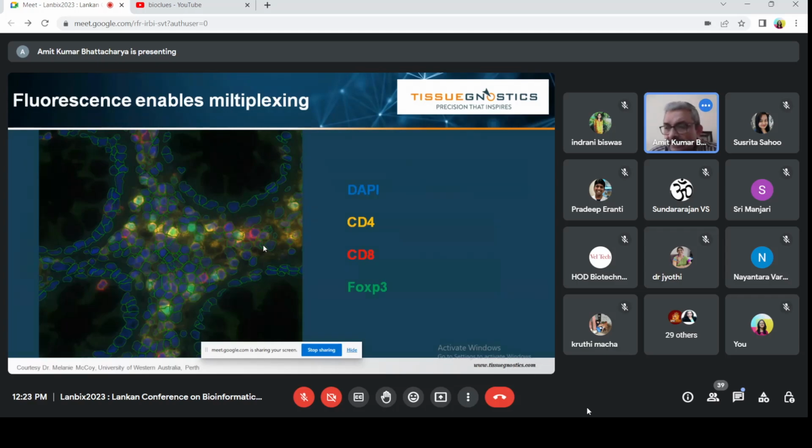Fluorescence helps in multiplexing, in being able to look at multiple molecular targets instead of the one molecular target which we did in the last slide. And in this case, we have DAPI to look at the nucleus and therefore to actually identify the cells. And we can see that the cells have been identified by green boundaries in the picture. And then we have the staining with these particular antibodies, CD4, CD8, FOXP3.